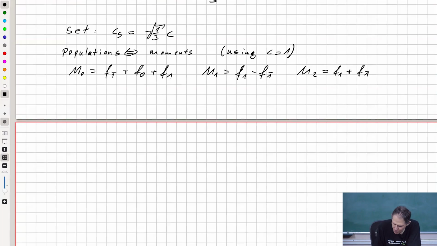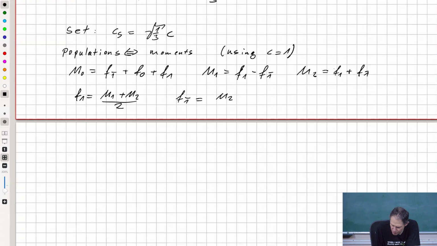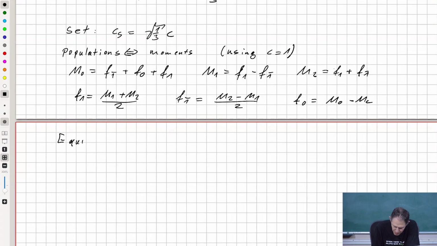And this can now be solved for the populations F. F1 is M1 plus M2 divided by 2. F minus 1 is equal to M2 minus M1 divided by 2. And F0 is M0 minus M2. So now if we know the moments, we know the populations. And now we know the equilibrium.